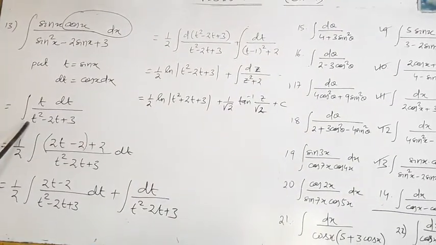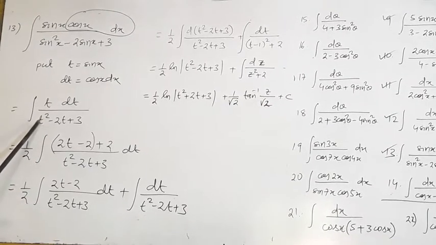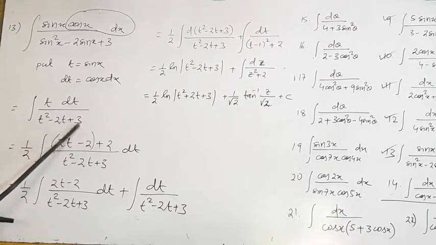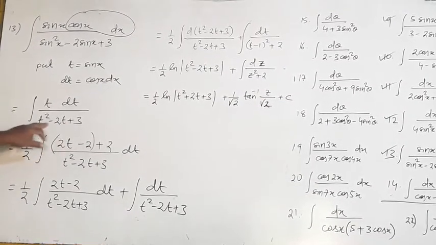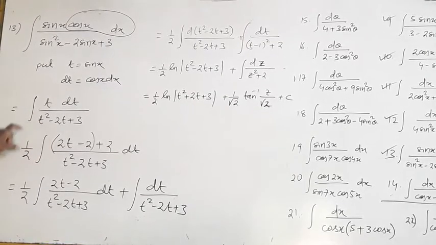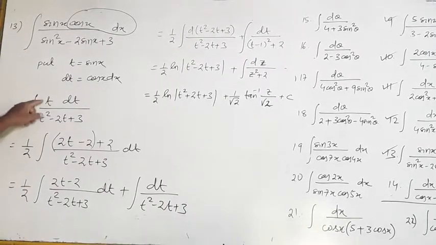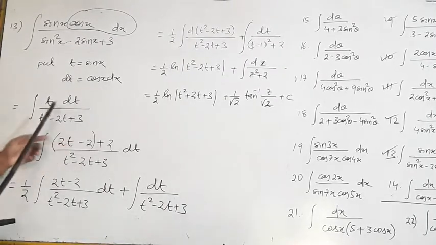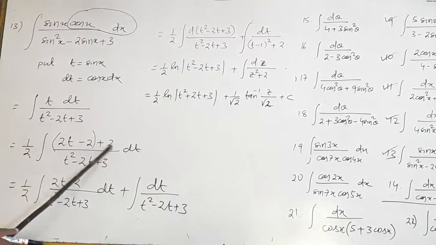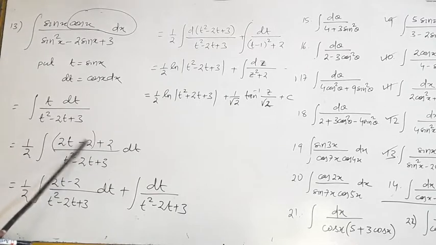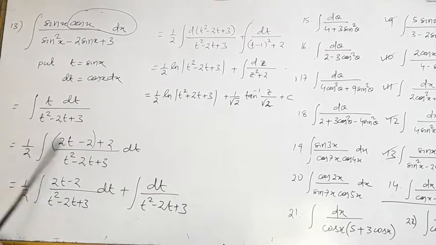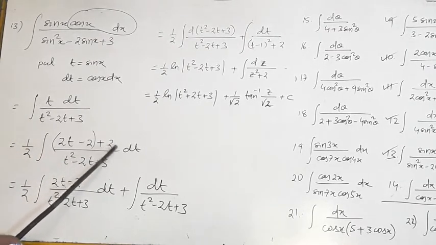Now what do you have to do here? Again I am doing this. t square minus 2t plus 3. Its derivative is 2t minus 2. Then just divide by 2, 1 by 2, multiply by 2, it is 2t. Then write 2t minus 2 plus 2. Minus 2 plus 2 cancel. 1 by 2 into 2t, minus 2 plus 2 cancel, 2t by 2 is t. So 2t minus 2 plus 2 divided by t square minus 2t plus 3.